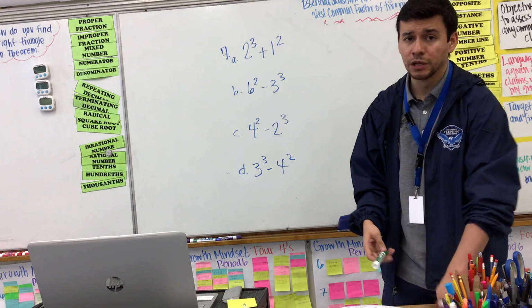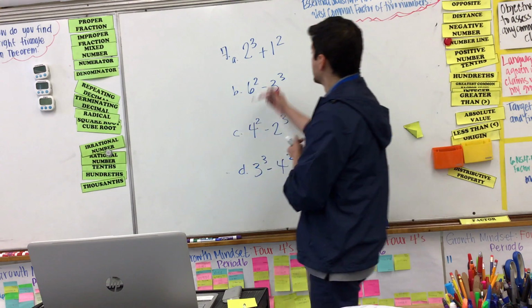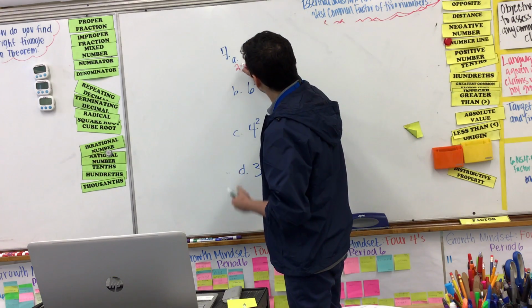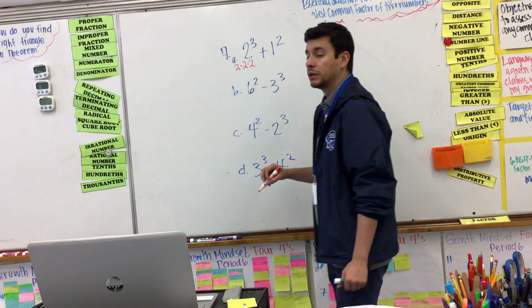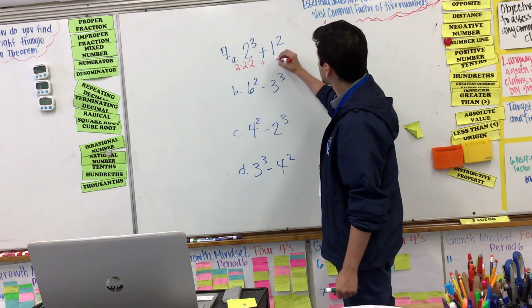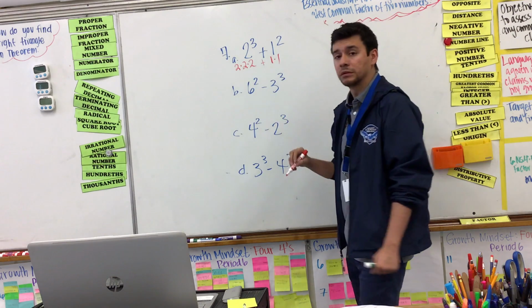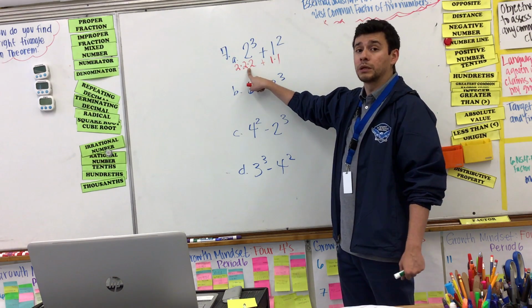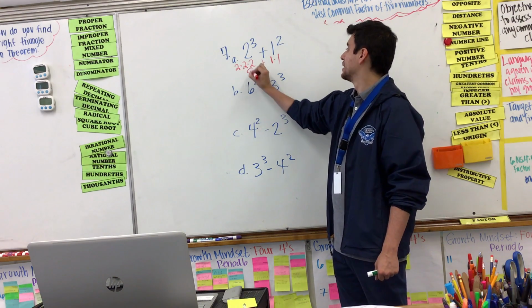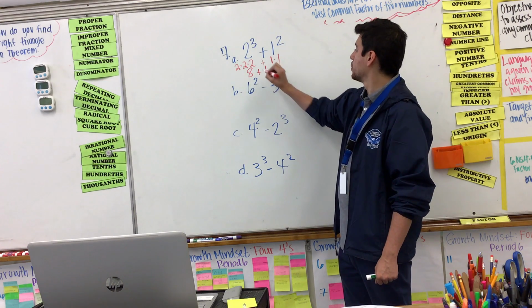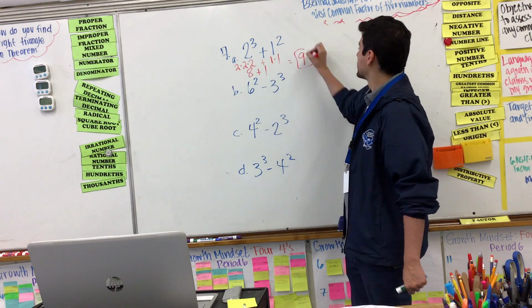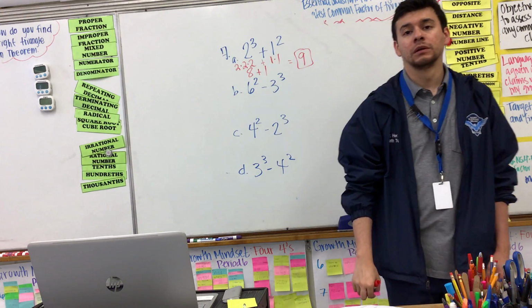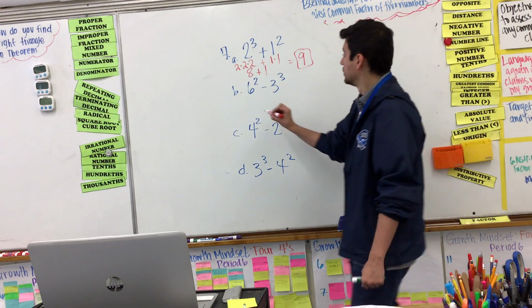This is exponents. You guys should be experts at exponents. That 2 to the third power means 2 times 2 times 2. Plus, that 1 to the second power means 1 times 1. 2 times 2 is 4. 4 times 2 is 8. Plus, 1 times 1 is 1. So that should have given you an answer of 9. Okay? Let's go to the next one.